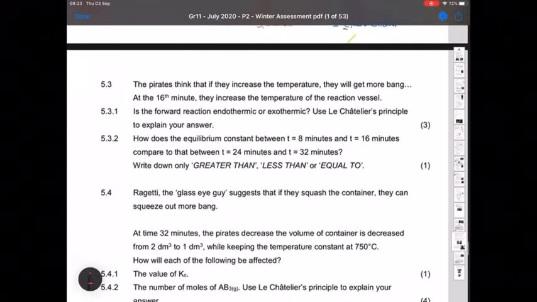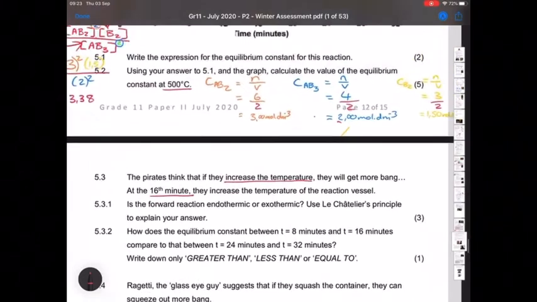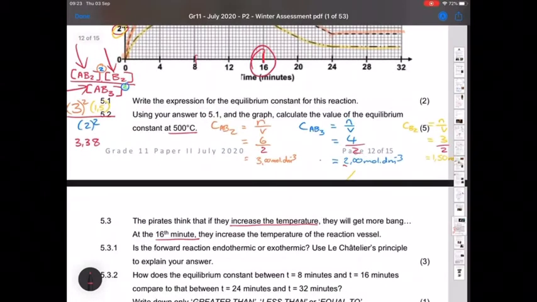5.3.1 asks, is the forward reaction endo or exothermic? Use Le Chatelier's principle to explain. So the pirates think that if they increase the temperature, they'll get more bang. At the 16th minute, they increase the temperature of the reaction vessel. So at 16 minutes, it gets hotter, heat is added. Increase the temperature, you can think of adding heat.